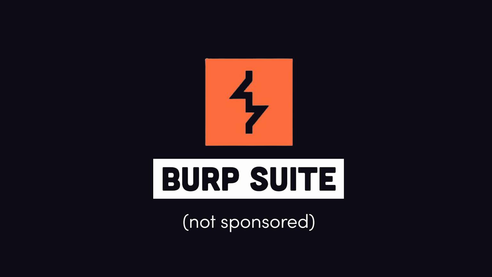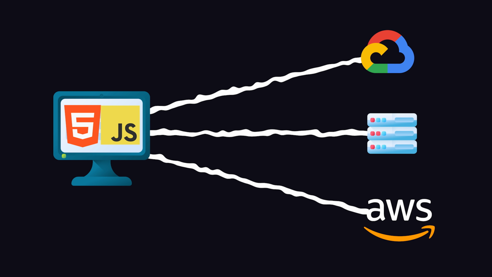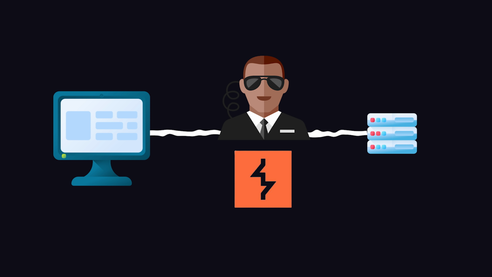And a popular free tool for doing so is the Burp Suite. Whenever you visit a website, the browser automatically makes requests to a bunch of servers for the HTML, images, and JavaScript that the site needs to run. The Burp Suite is like a man in the middle that can eavesdrop on or intercept every single request.